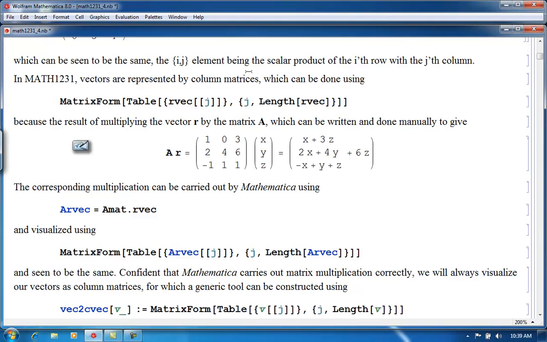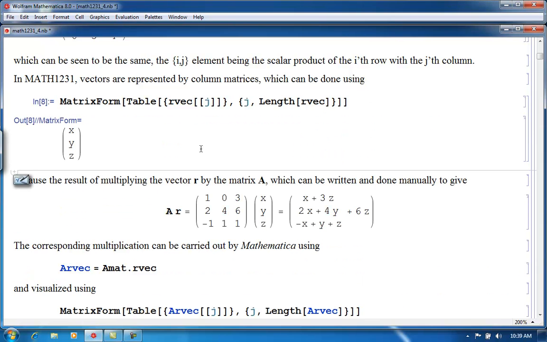Now, in MATH1231, vectors are represented by column matrices, which we can do using this. So this presents the elements of the vector R in this column matrix form. And we do that because the result of multiplying the vector R by the matrix A can be written down and done manually to give the result.